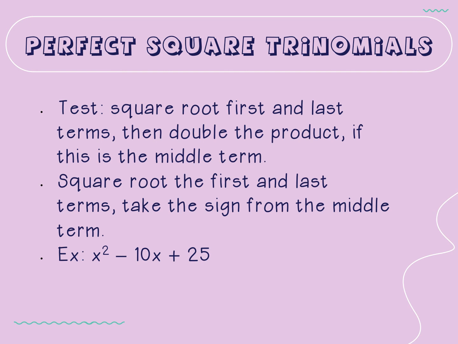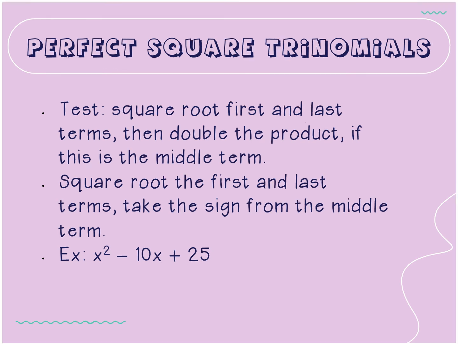Now, one way that you can check to see if the trinomial that's given to you is a perfect square is you'll square root the first and the last terms and then double it. If it gives you the middle term, then all you have to do is square root the first and the last and take the sign from the middle. And let me show you what I mean by this.